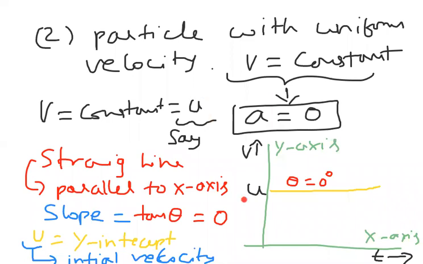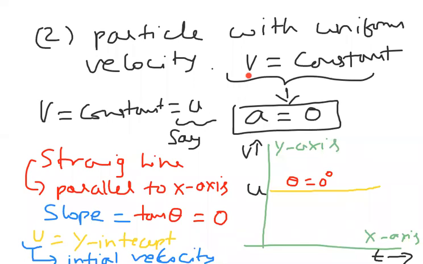So u is the initial velocity, and its value is constant. That means time is changing, but the velocity value is not changing. So we draw it parallel to the x-axis. That means the angle theta is equal to 0, so tan 0 is 0. The slope of the graph is 0. So what is the y-intercept? This plus u is called the y-intercept, the point on the y-axis. This is the particle with uniform velocity situation.